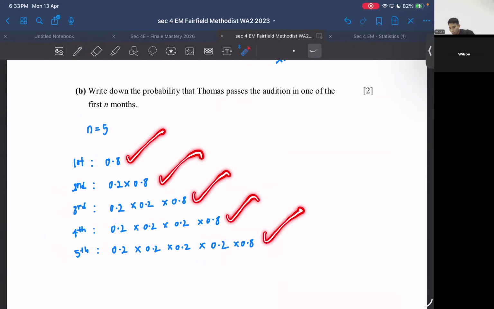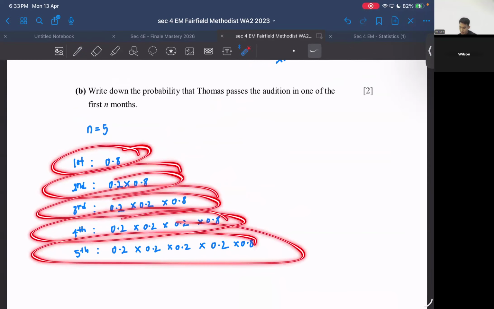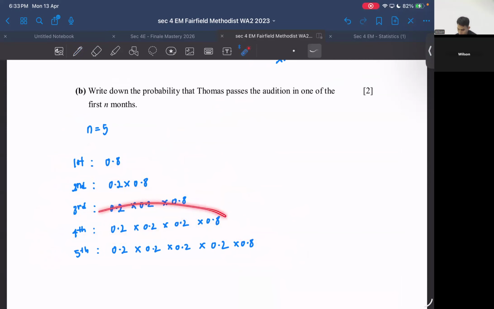Correct, right? Okay, now in any of these months over here, if we are looking at just how to do it, can we agree? This portion over here, if we are looking at it, the formula will be 0.2 raised to the power of n minus 1, times 0.8 over here. Agree?